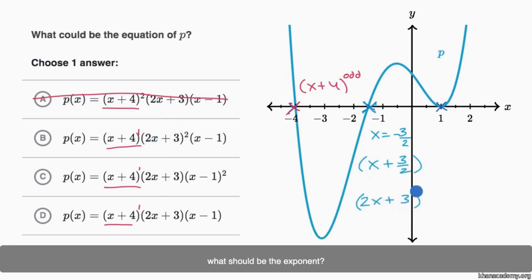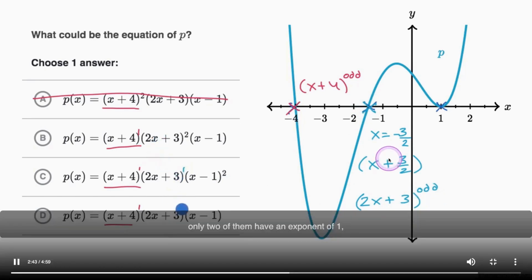And then the next question is, what should be the exponent? Well, once again, we have a sign change around x equals -3/2. So we would expect an odd exponent there. And you can see out of the choices, only 2 of them have an exponent of 1.